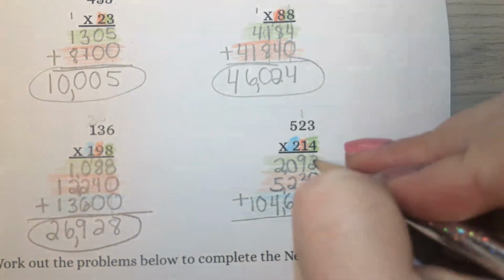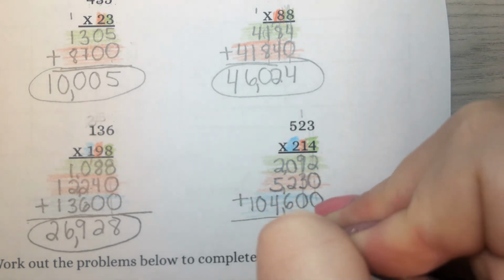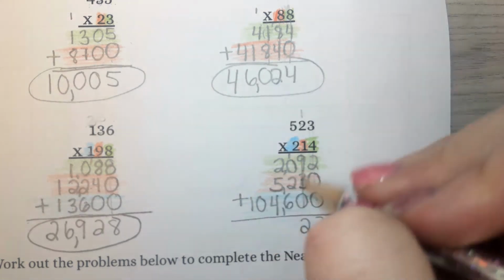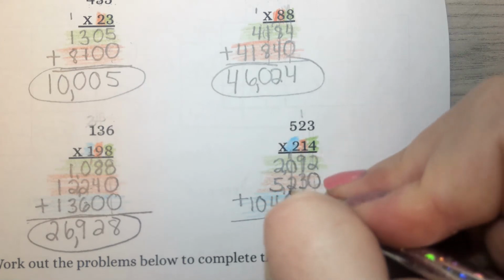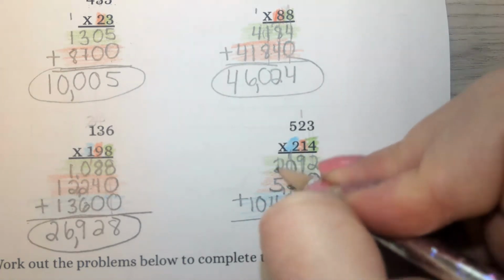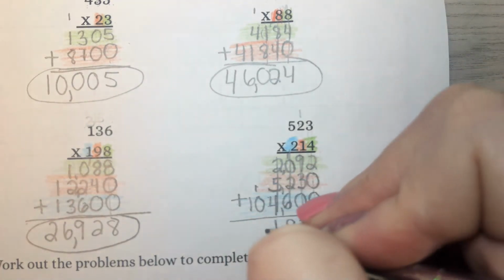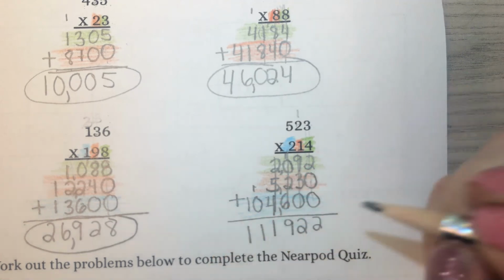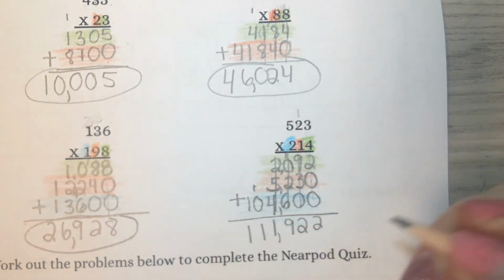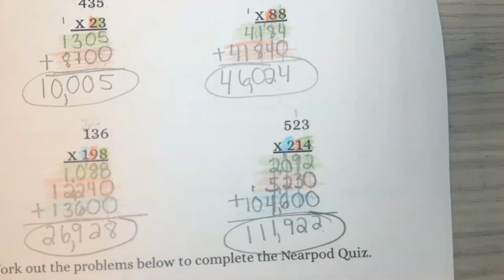And now I'm going to add them up. That would be 2, 9, 10, 11, 12. I have to carry that 1. 6, 7, 8, 9. 5, 6, 7, 8, 9, 10, 11. Put a 1 there, but I have to carry that 1. 1 plus 0 is 1, and 1 plus nothing is 1. So our answer, or our product, is 111,922. And there we go.